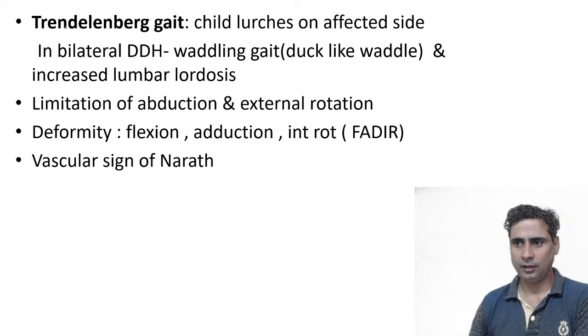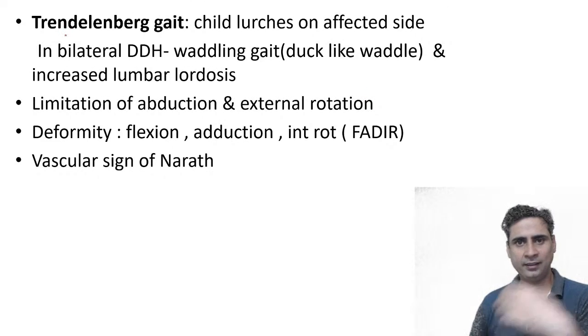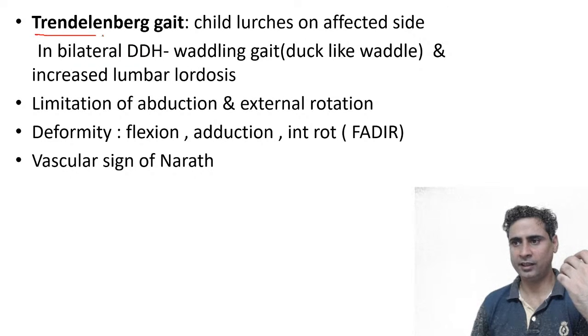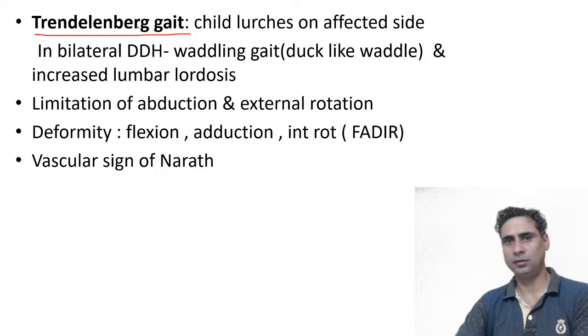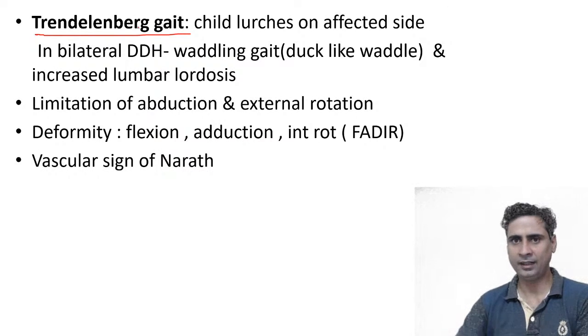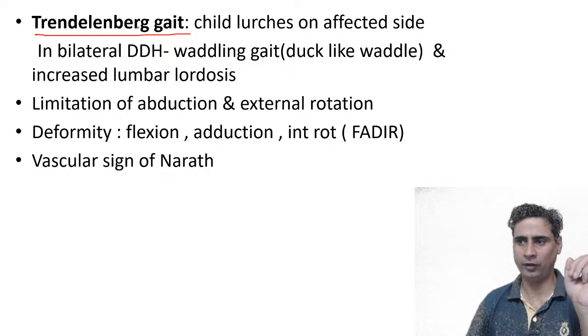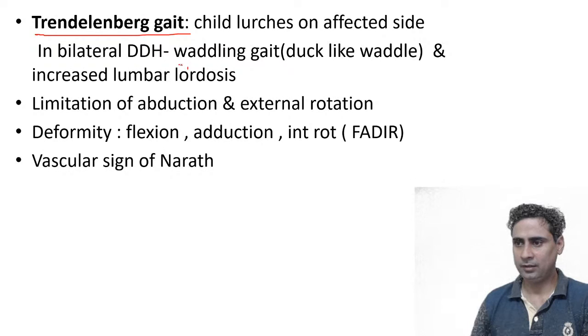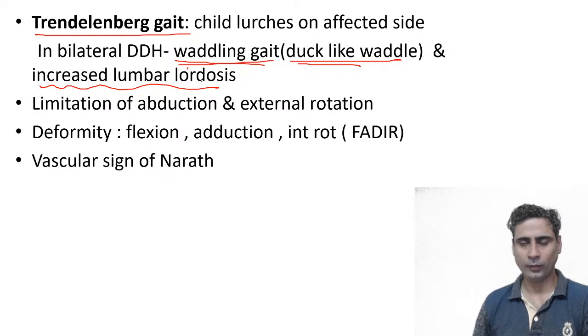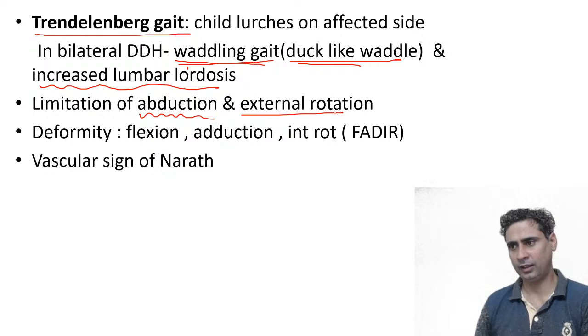If the child can walk, an older child will be walking with Trendelenburg gait, that is drifting on the affected side of the limb. If it is a bilateral condition, there will be a duck-like gait known as waddling gait, drifting on both sides like this. So bilateral DDH gives waddling gait or duck-like gait. There is increased lumbar lordosis, and on examination there will be limitation of abduction and external rotation.